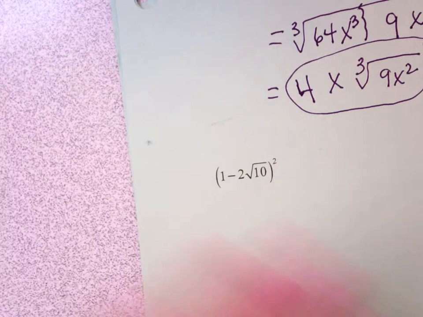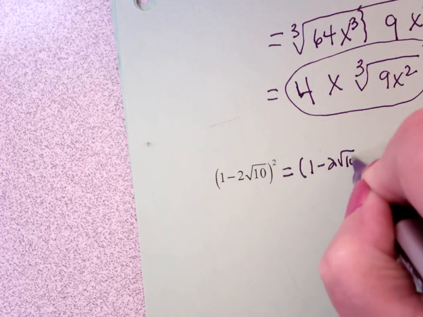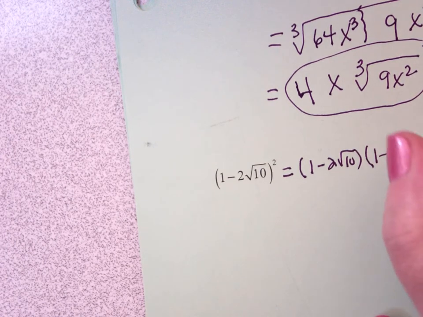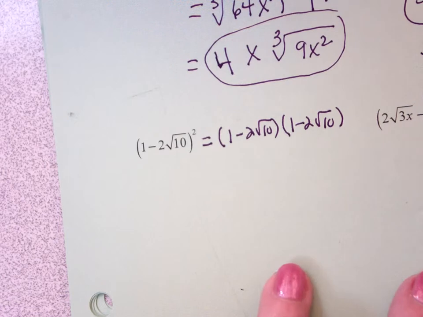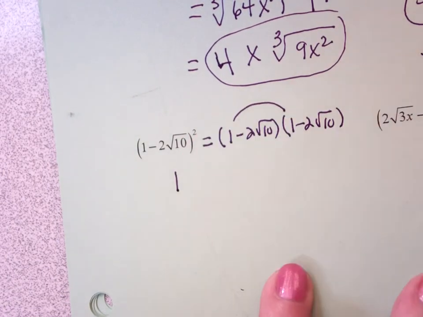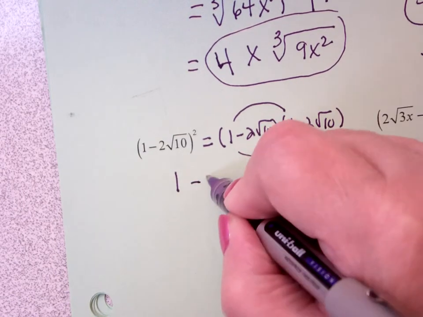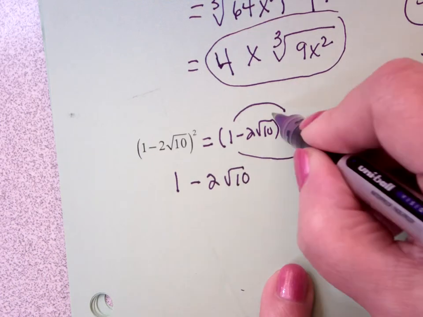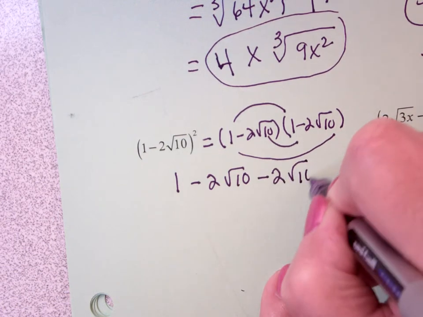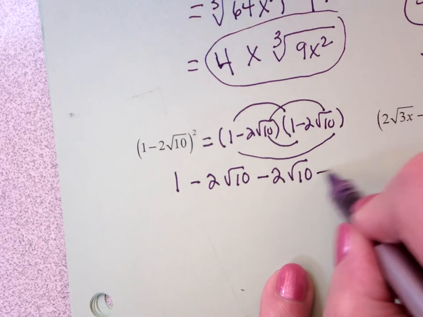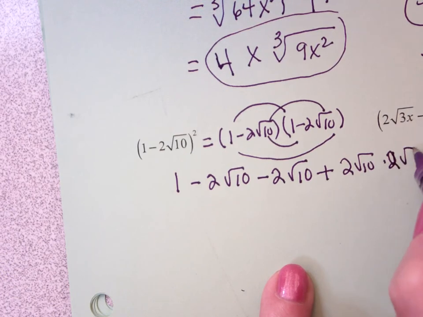Well, this is a fan fave. This is square, so it's 1 minus 2 square roots of 10 times 1 minus 2 square roots of 10. And you're going to FOIL it. First, 1. Outer, 1 times 2 square roots of 10 is going to be minus 2 square roots of 10. Inner is 1 times minus 2 square roots of 10 is minus 2 square roots of 10. Last is going to be plus 2 square roots of 10 times 2 square roots of 10.